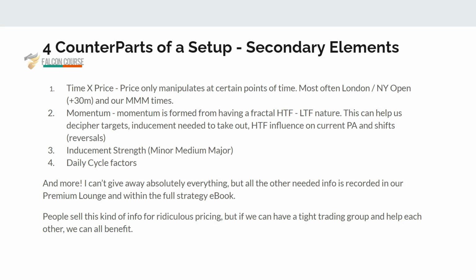And of course shifts, so like reversals. So momentum's super important and no one really talks about it. Inducement strength, so we've got minor, medium, and major. Those different inducement strengths will determine whether we're going to have reversals or pullbacks, and some daily cycle factors as well, like how the Asia session sets itself up, what we're doing in London, what we're doing in New York, and more.